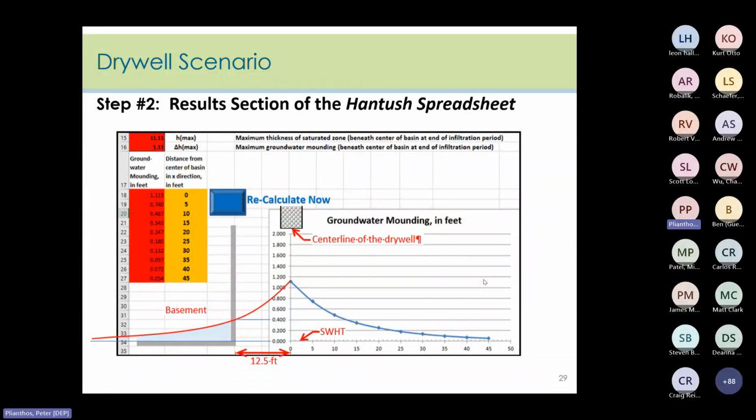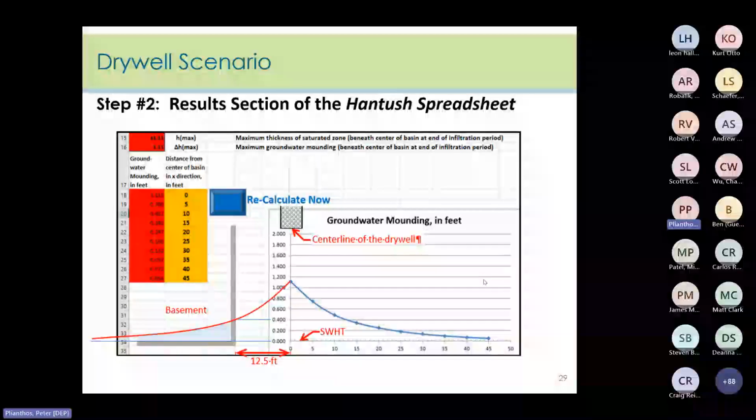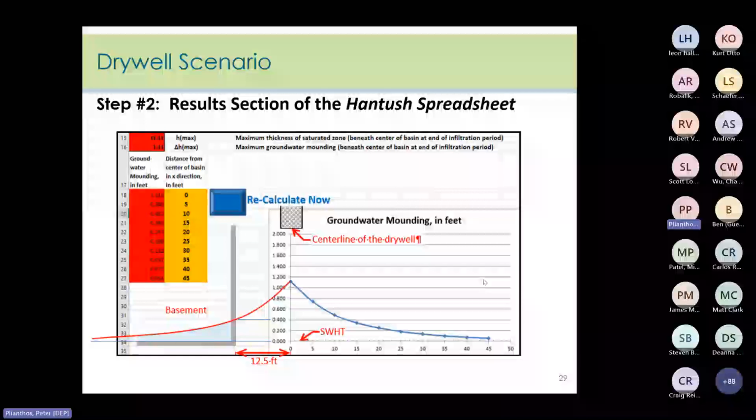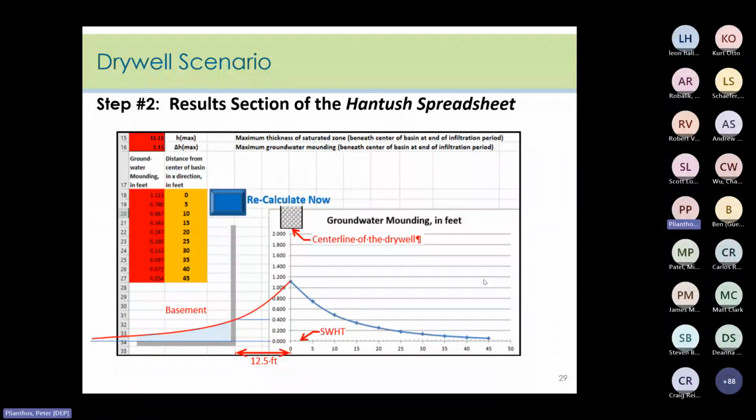But considering the limitations of the hand-touch spreadsheet I brought up earlier, it would be advised to place the dry well even farther than 20 feet from the basement, since the mounding decay, which is not modeled, may result in a rising of the groundwater level at the basement area higher than as it is shown in the hand-touch spreadsheet. This example shows that even a small infiltration BMP may have an adverse impact on nearby underground structures.